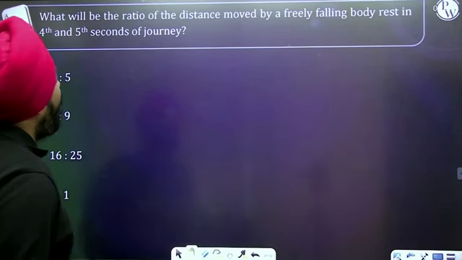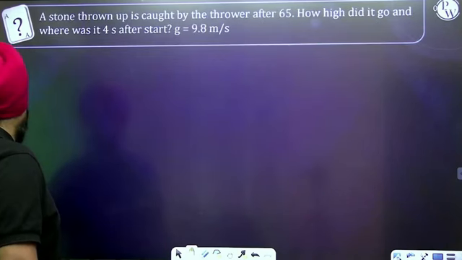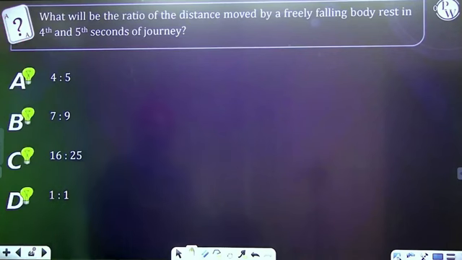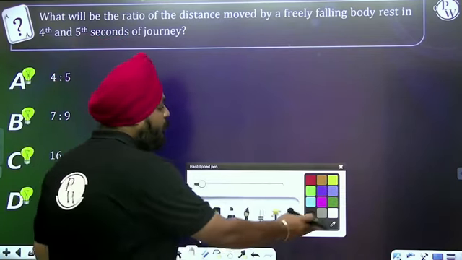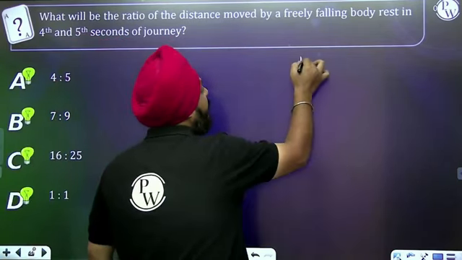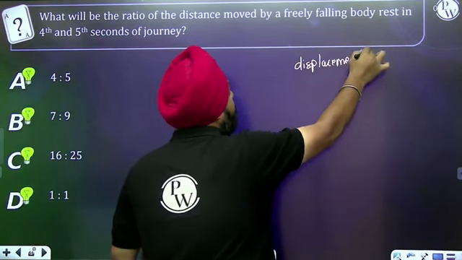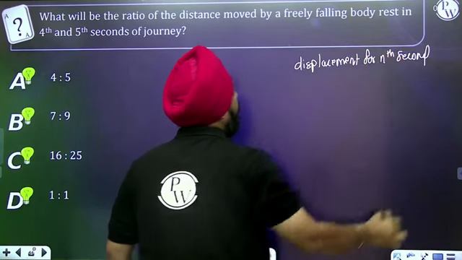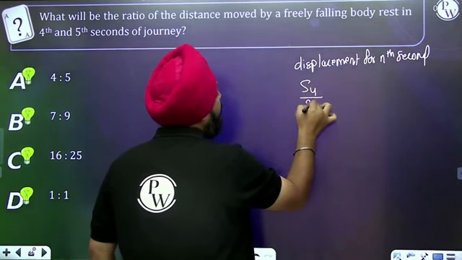What will be the ratio of the distance traveled by a freely falling body in the 4th and 5th seconds of the journey? Directly we are going to use the displacement in the nth second formula. So it will be s of 4 by s of 5.